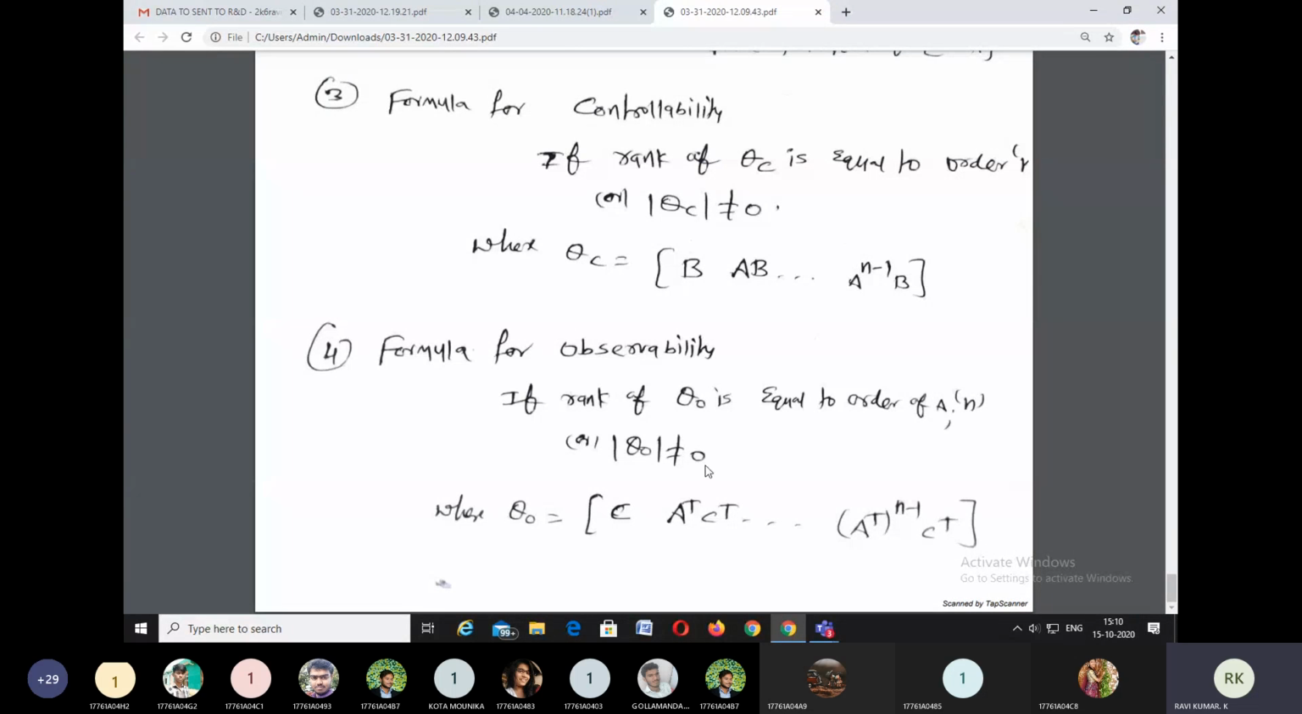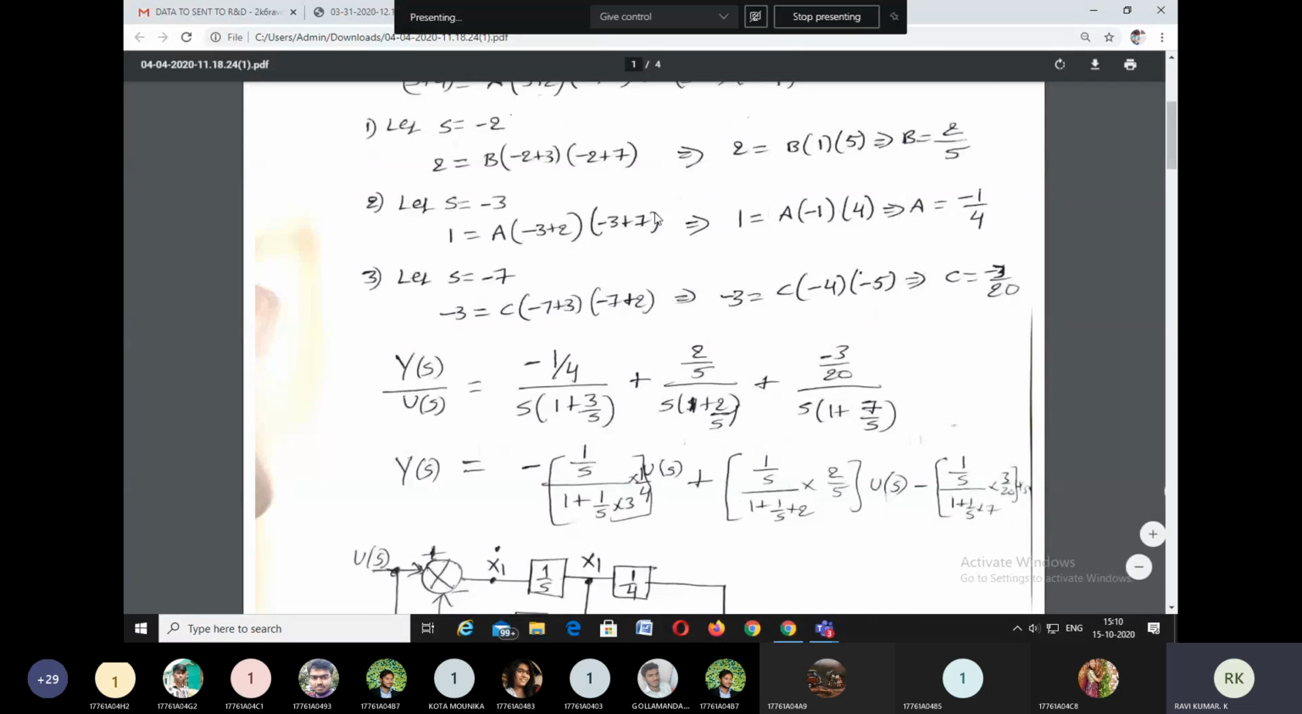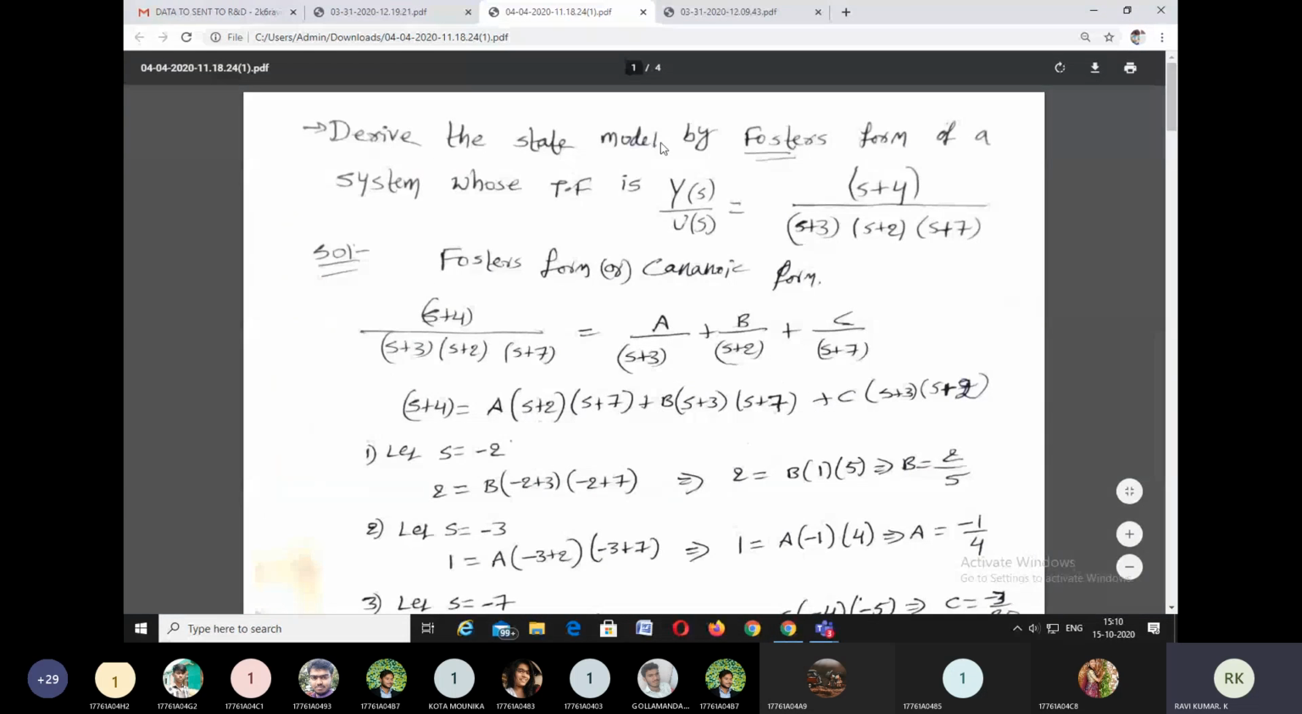And we have two other important methods here. We'll see those two things now. That is how to derive the state model by Foster's form. See, already we have seen that the transfer function is given, and after that, we saw how to find the state model by the direct decomposition method. So now there are another two methods. They have given the transfer function here, and we have to write the state space model by Foster form.